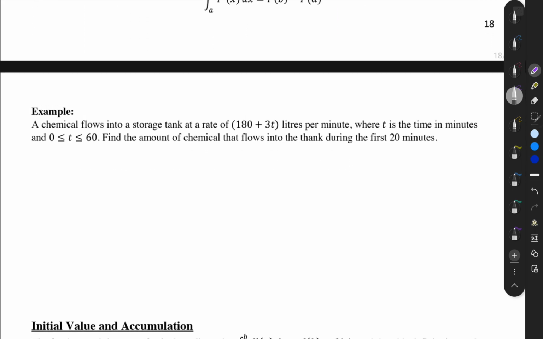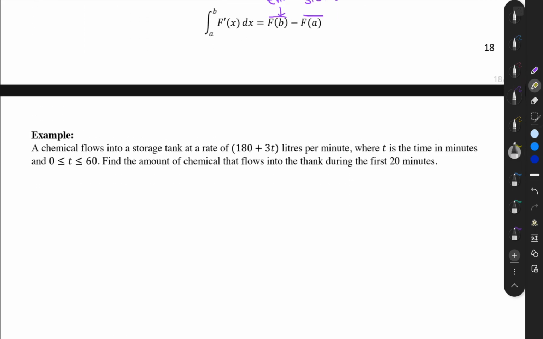So something like this: a chemical flows into a storage tank at a rate. So they're telling me a derivative of 180 plus 3t liters per minute, where t is the time in minutes between 0 and 60 minutes. Find the amount of chemical. So now I'm asking for an amount. I'm asking for a total amount of chemical, no longer a rate, into the tank during the first 20 minutes.